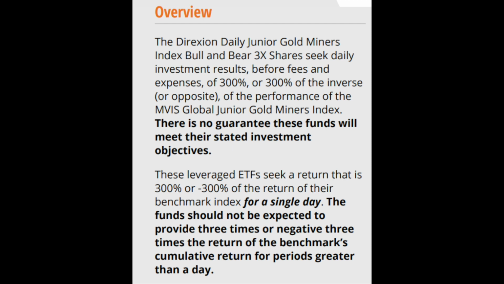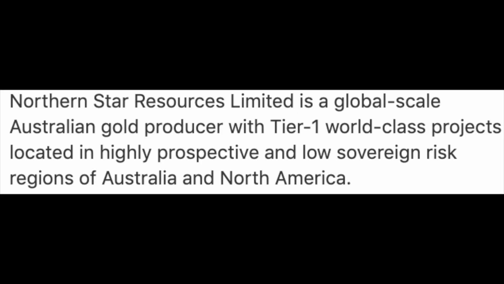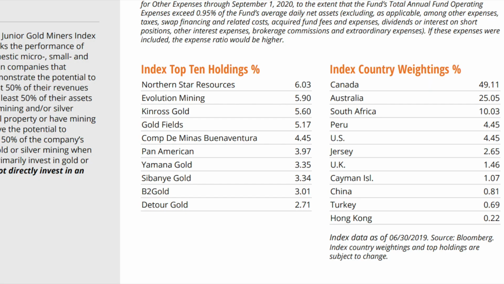So what is in this index, you may ask? Here on the screen, you can see the index's top 10 holdings by percentage. Number 1 being Northern Star Resources, with 6.03% of the index's funds being placed in this stock. But what is Northern Star Resources, you may be asking? Well, right here you can see Northern Star Resources Limited is a global-scale Australian gold producer with Tier 1 world-class projects located in highly prospective and low sovereign risk regions of Australia and North America.